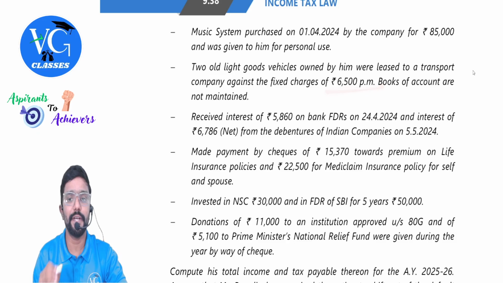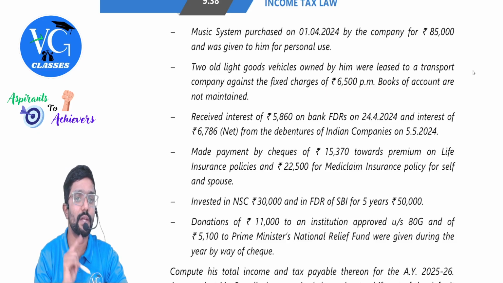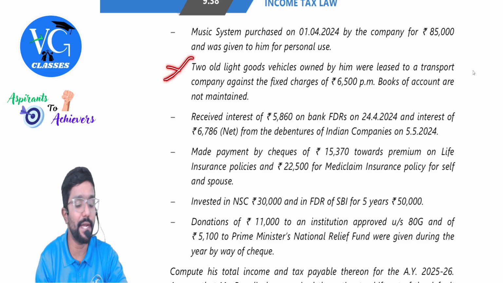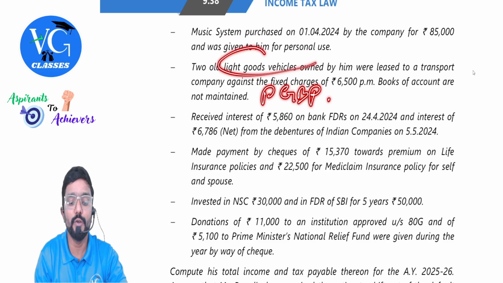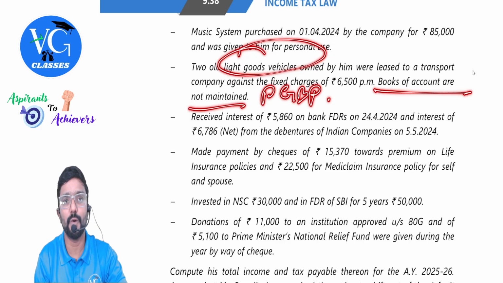Two old light goods vehicles owned by him were leased to a transport company against fixed charges of 6,500 per month. Books of accounts are not maintained. Guys, this is not under salary head. All other information was given under salary, but this is different. Sir, where is it? PGBP. Clear? And he is having two light goods vehicles, which is less than 10. And he is not maintaining the accounts. That means they have given you some hint. What is it? Presumptive taxation.